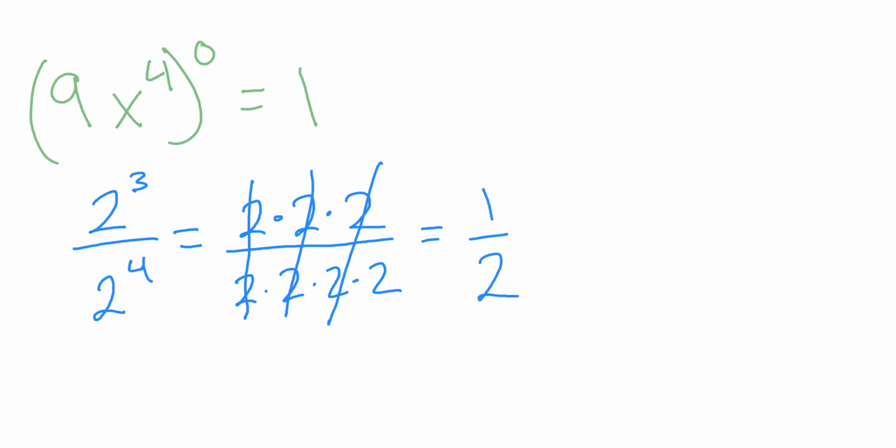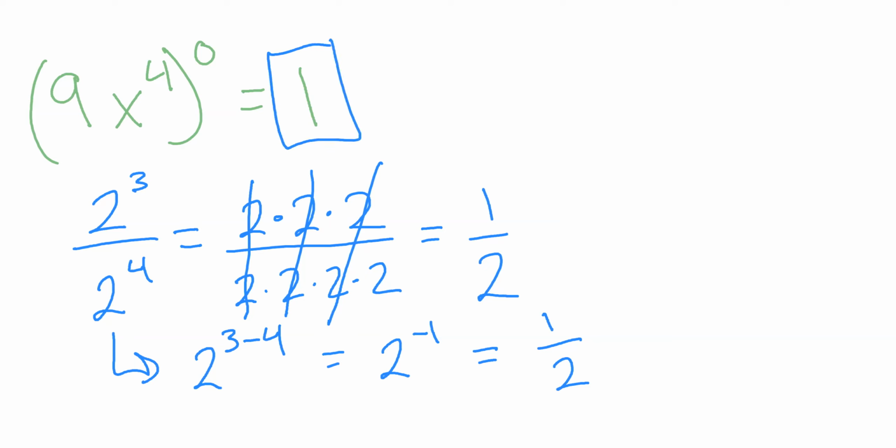Alternatively, though, we could use our quotient rule, which is going to say we've got 2 to the 3rd minus 4. And that's going to be 2 to the -1. And the definition of negative exponents is it's actually division. So we are dividing by 2 once, which is the same thing as multiplying by 1/2. So just to recap, the answer to number 1 was 1. The answer to number 2 was 1/2.